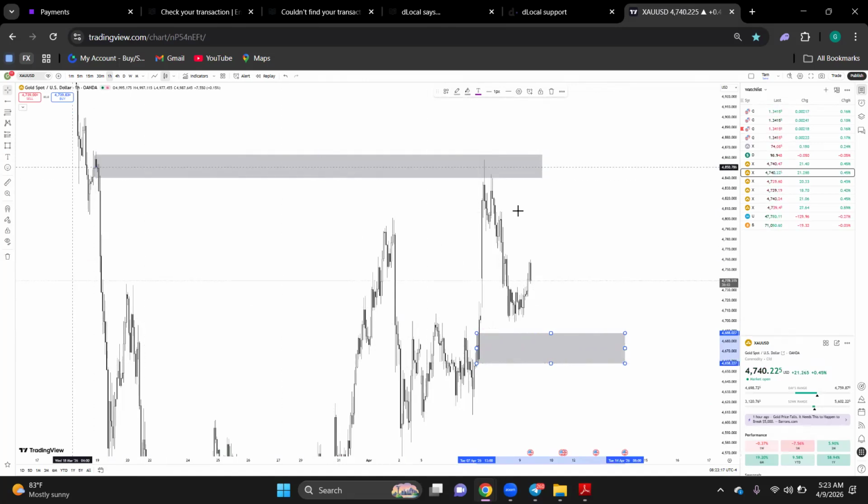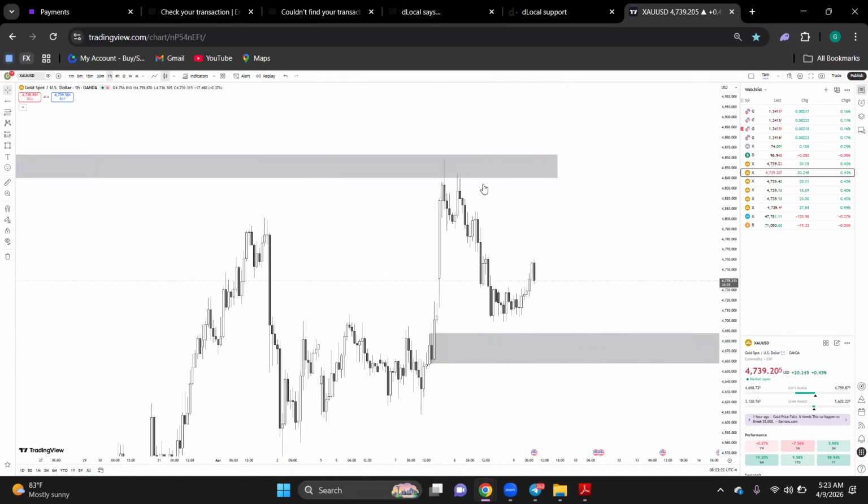With price coming into this particular level, we needed to play a confirmation.